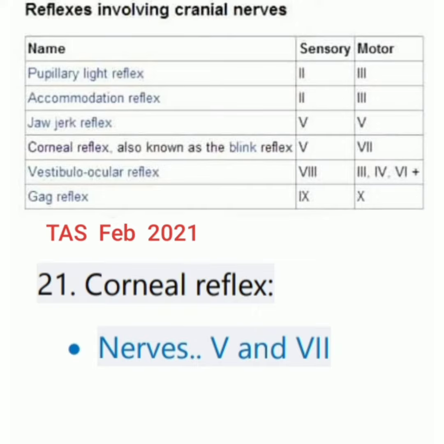Now about gag reflex. We check gag reflex, and the cranial nerves involved are number 9 and 10. Number 9 cranial nerve is glossopharyngeal nerve and number 10 cranial nerve is vagus nerve. So for gag reflex we check glossopharyngeal and vagus nerve.